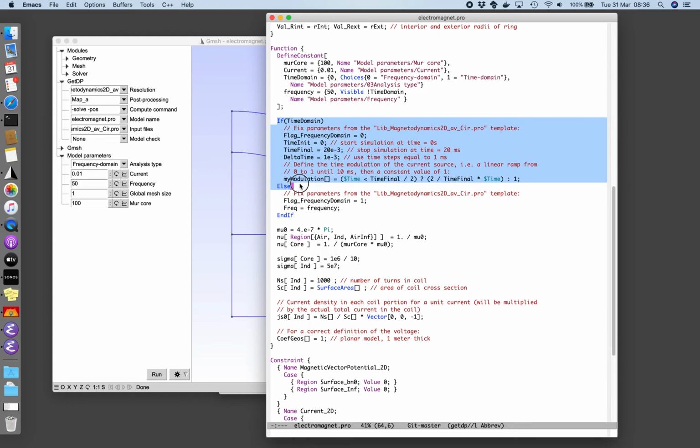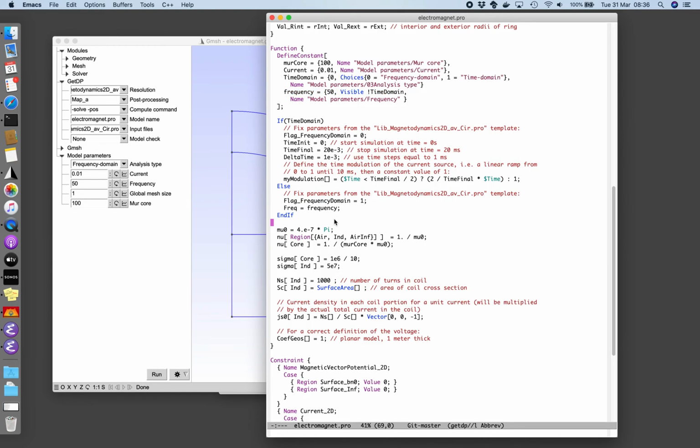So we ignore this block for now, and we look at what we have here. You see that here I fix frequency domain to 1. I could have left the default value; it's the same. But then I set the frequency to the value that I expose to the user over here.